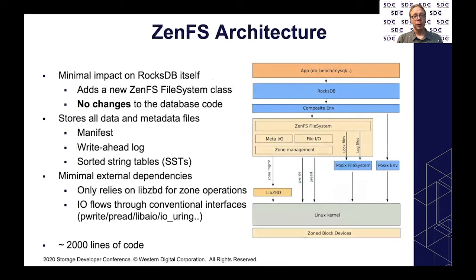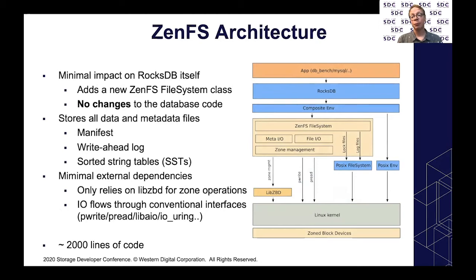So with those considerations in mind, we landed in this architecture. So looking at the diagram here on the right, you see that we have apps like dbbench, which is a workload generating tool that comes with RocksDB, or MySQL, or any other database that uses the RocksDB library. Interfaces RocksDB code, which is untouched. So the database engine is not changed at all.